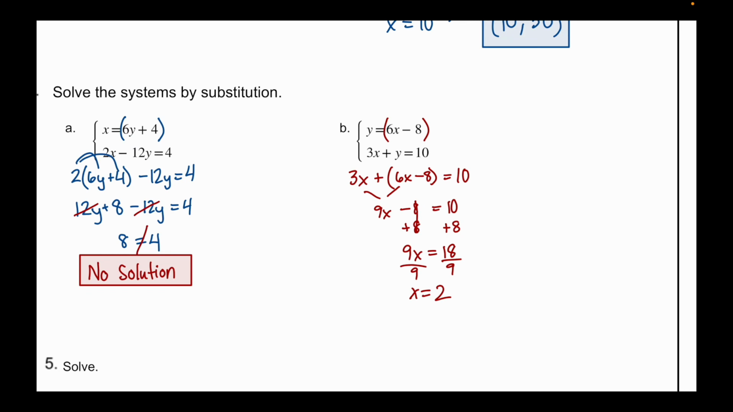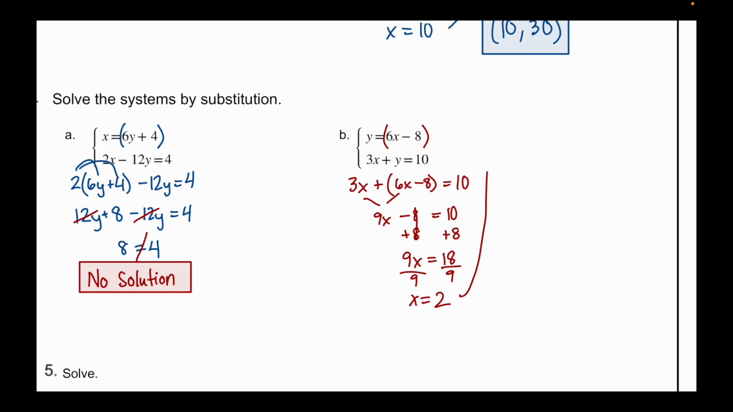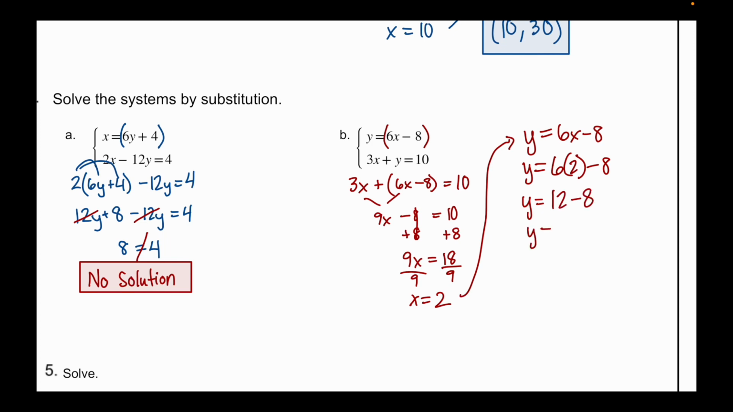We have one last little piece to do here. We're going to take this all the way back to the original equation of y equals 6x minus 8 and plug the x value in. So y is equal to 6 times 2 minus 8. So that's 12 minus 8, and 12 minus 8 is 4. So this one is going to be 2 comma 4 as our ordered pair answer.